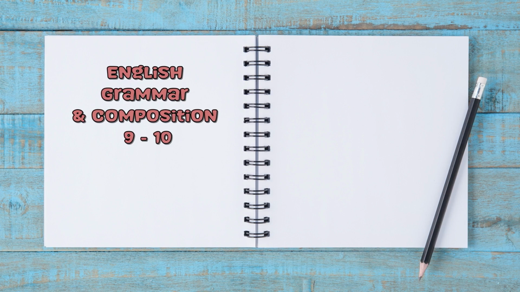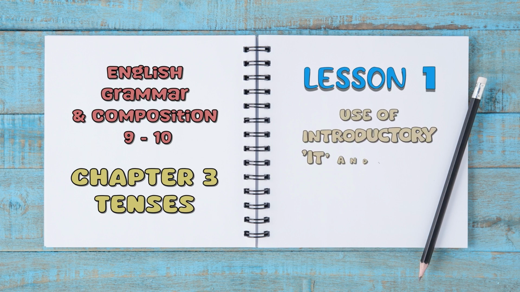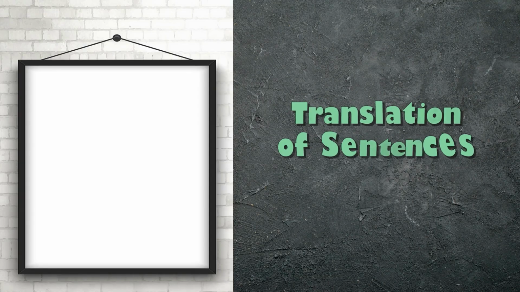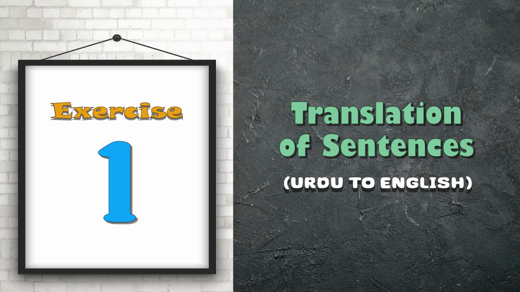English Grammar and Composition 9th, 10th. Chapter 3. Tenses. Lesson 1. Use of introductory it and there. Translation of sentences. Urdu to English. Exercise 1.